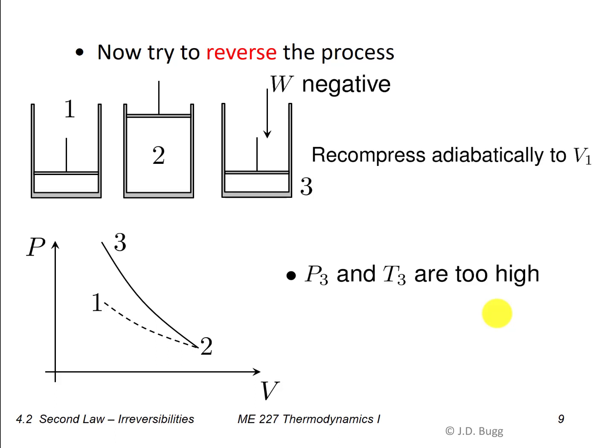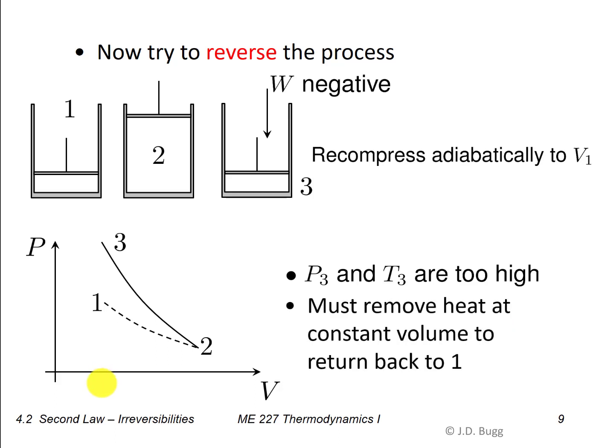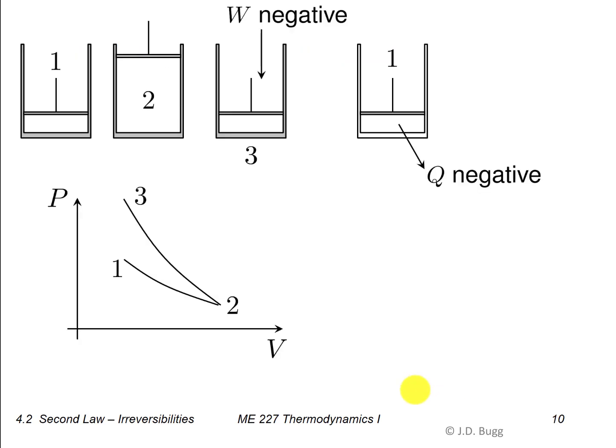We can continue and do something else to try to get back to point 1, and that's what we're going to do. So notice we've got the volume correct, so we don't want to be moving the piston anymore. So what we're going to do is remove some heat. So we're going to peel off a bit of this insulation, let some heat transfer, cool this off, and come back down to here. So we're going to remove heat at constant volume to get back to 1. And so that's what we see here.